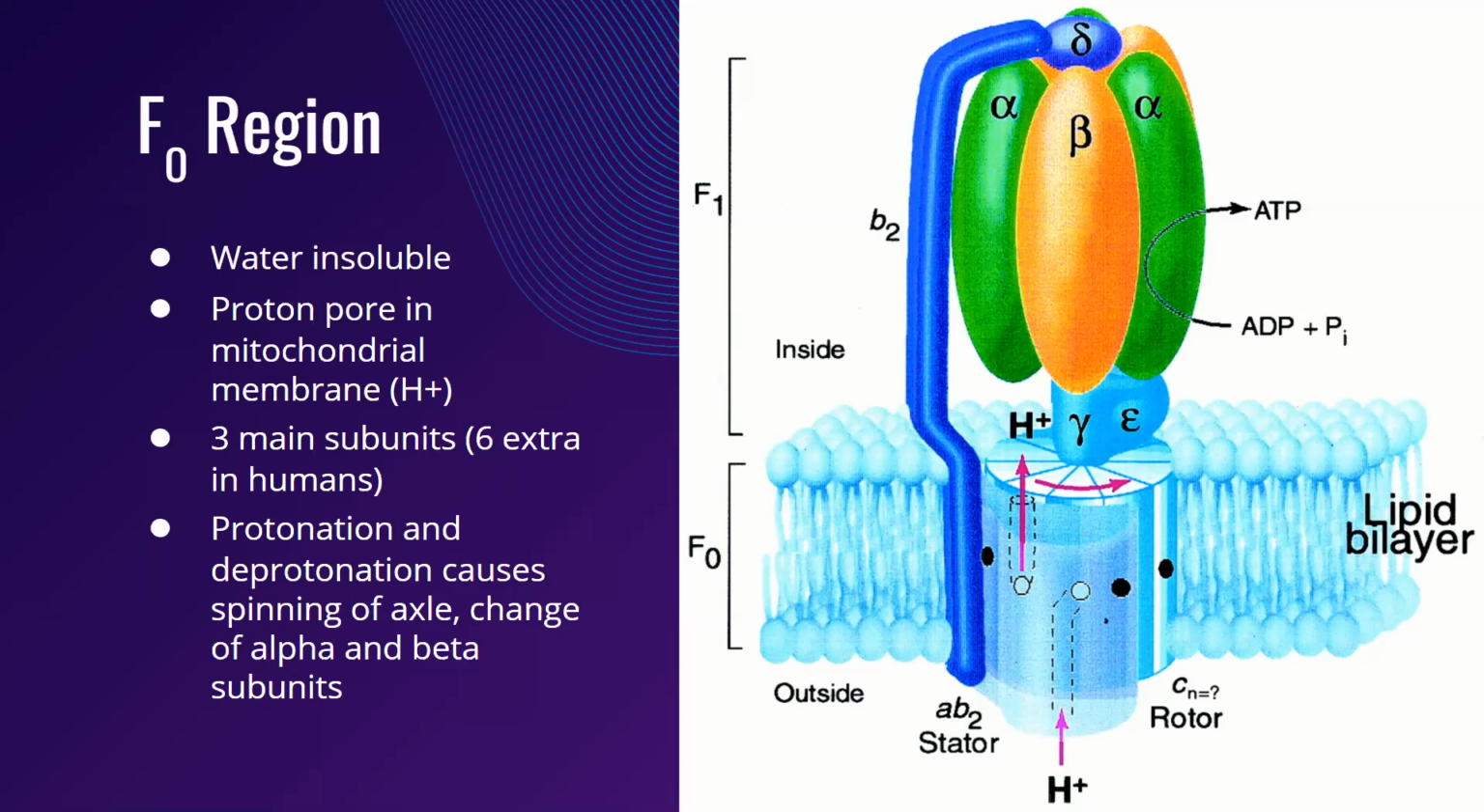And of course, this happens in the mitochondria because, as we all know, that meme, mitochondria is the powerhouse of the cell. That's where ATP is produced. So this is the inside and the outside of the mitochondria.